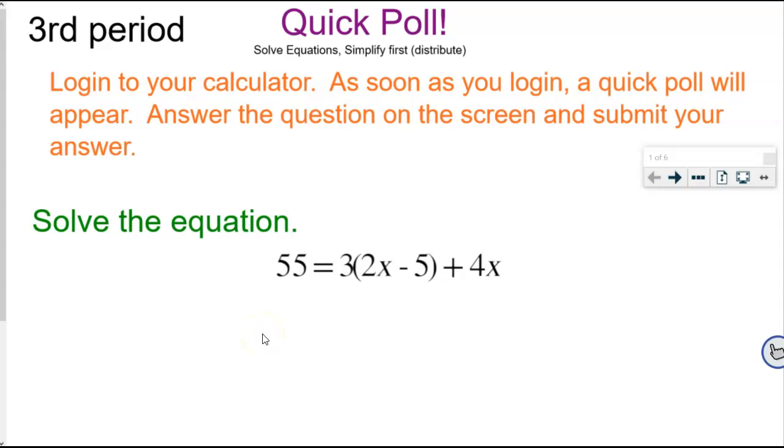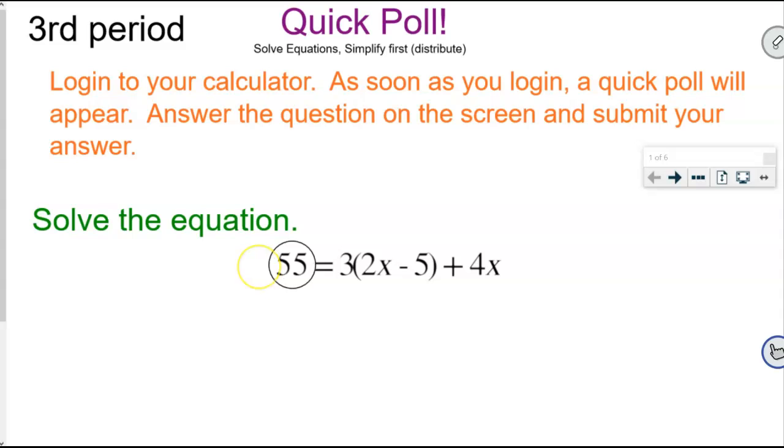All right, let's see how we did. I noticed that this is an expression which is set equal to another expression. The expression on the left-hand side is just a number, so it's simplified. We don't need to do any work there. The expression on the right-hand side, we have to simplify before we can start solving.